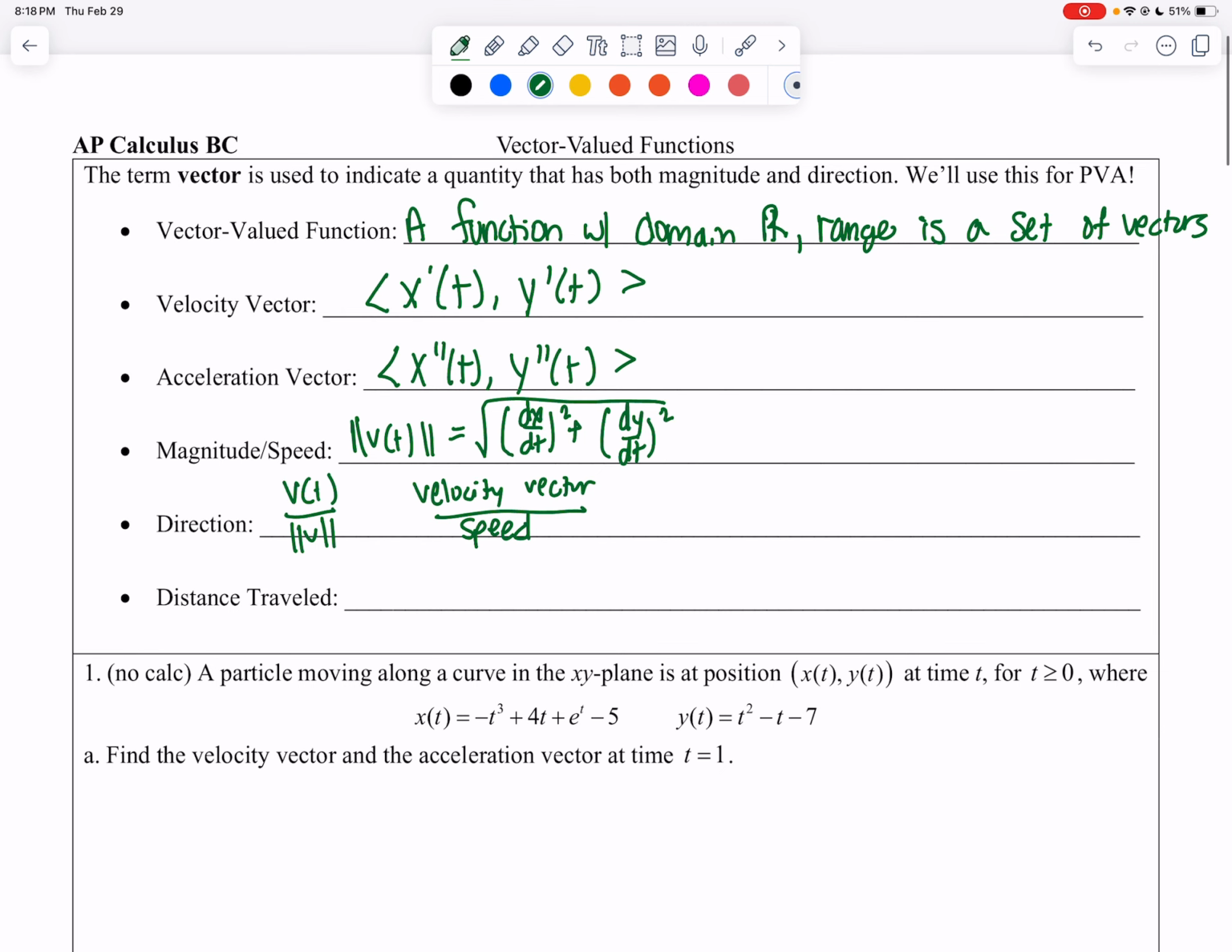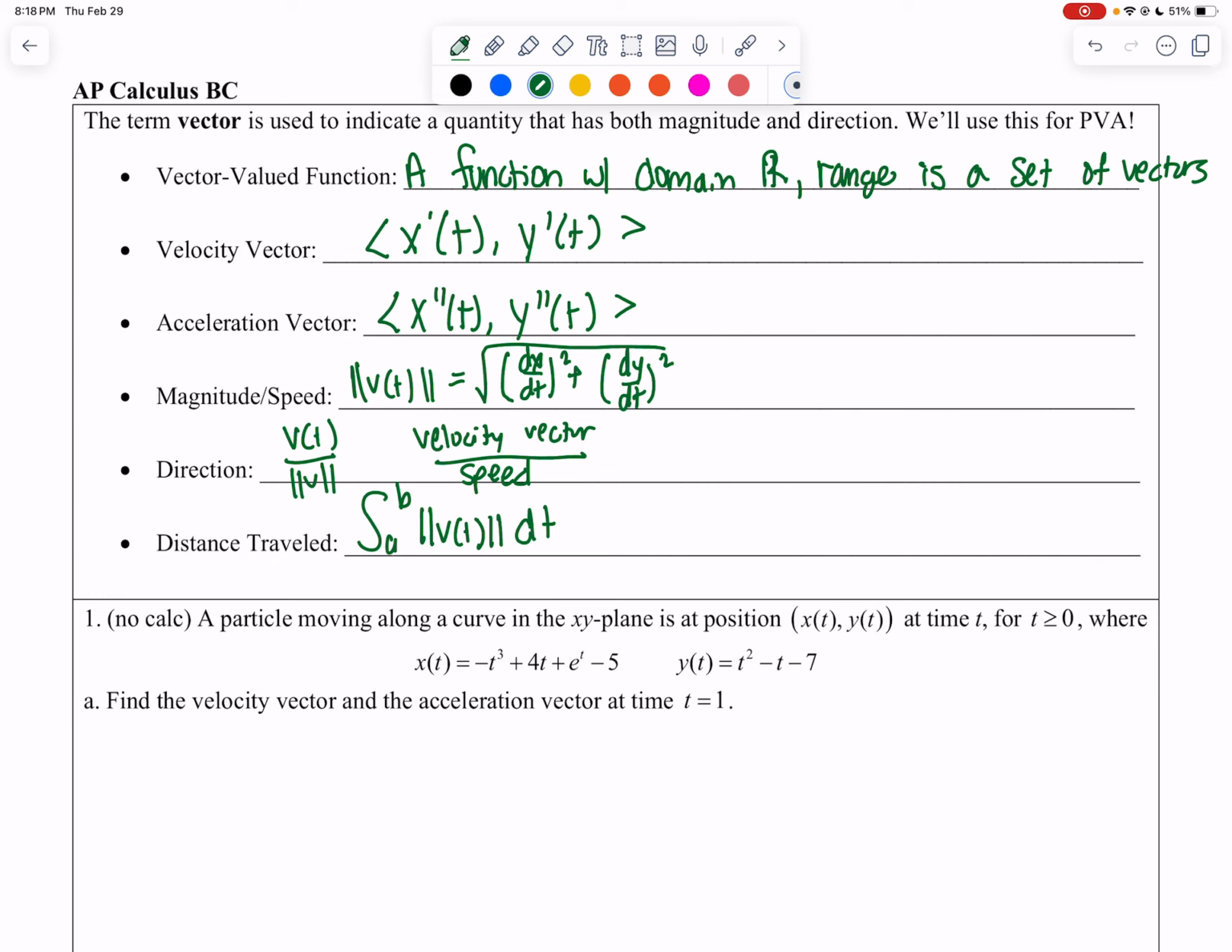And then distance traveled is going to be the integral from a to b of the magnitude slash speed. And of course, that's just going to be the same thing as the arc length formula. So the integral from a to b of the square root of dx dt squared plus dy dt squared. So anytime you're finding magnitude or speed, it's going to be very similar to distance traveled, except distance traveled, of course, you're taking the integral of it.